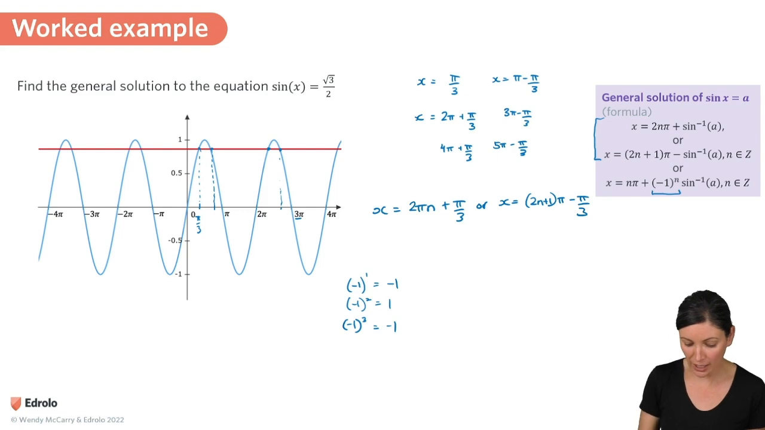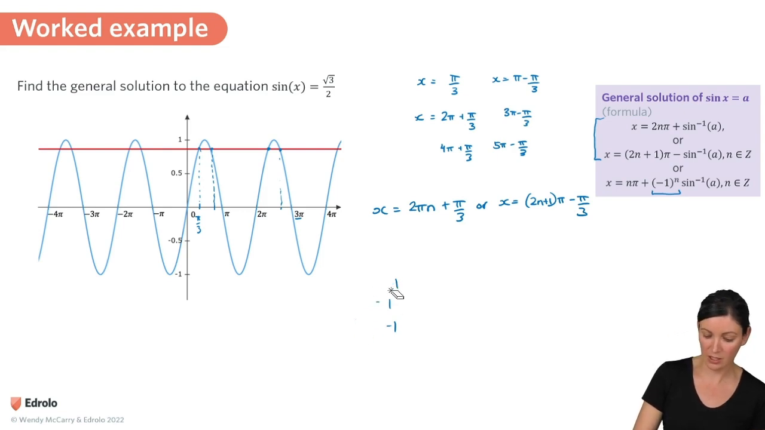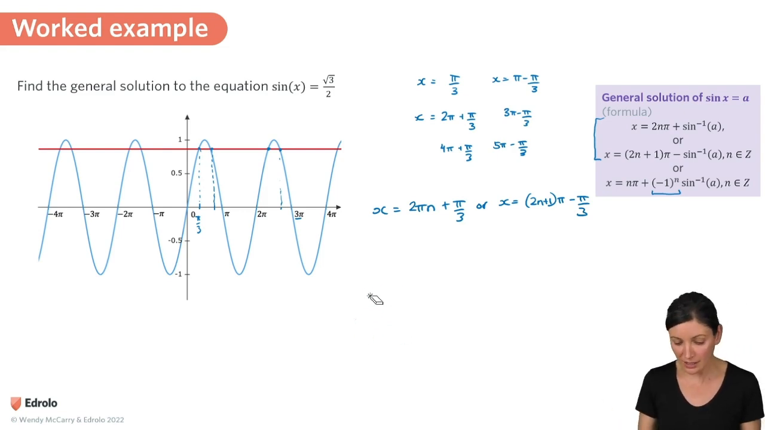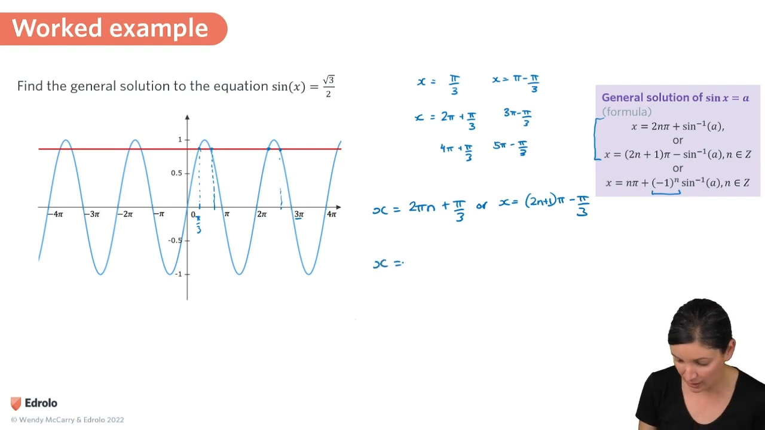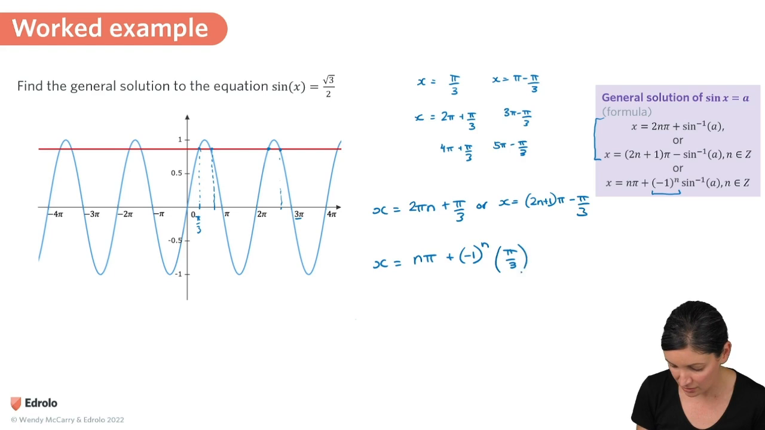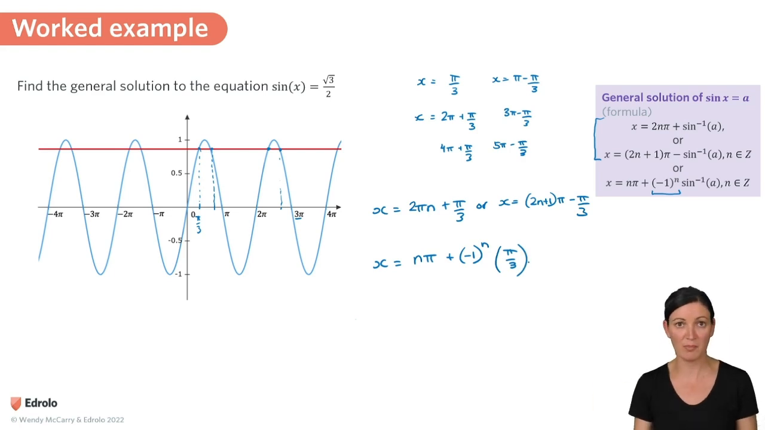Okay, so the second way, I'll just erase all this here, but the second way that I could write this, and it's your choice, you can write this either way, is I could just write it as n pi plus negative 1 to the power of n times the inverse sine of a, which in this example was pi/3.